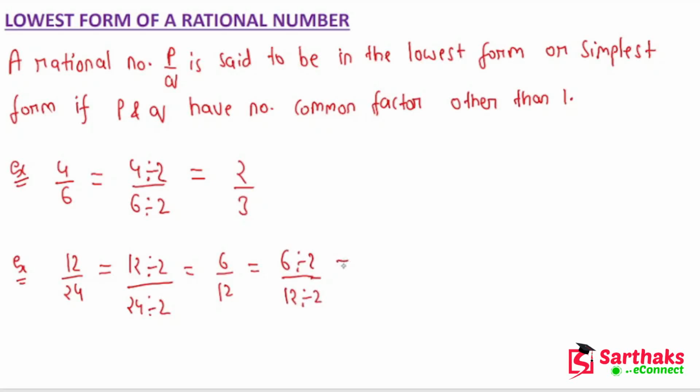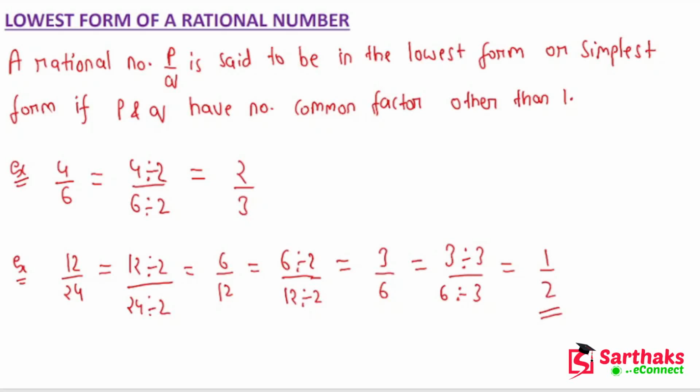See. So again you will get 3 upon 6, right? Again you can see that yes, they can be divided again by 3. So you can divide them both by 3. And you will get 1 upon 2, which is the simplest form. So you could have divided both numerator and denominator by 12 itself and you could have directly got 1 upon 2. But you can do it in multiple steps to avoid mistakes, right? So this is what the lowest form of a rational number looks like.